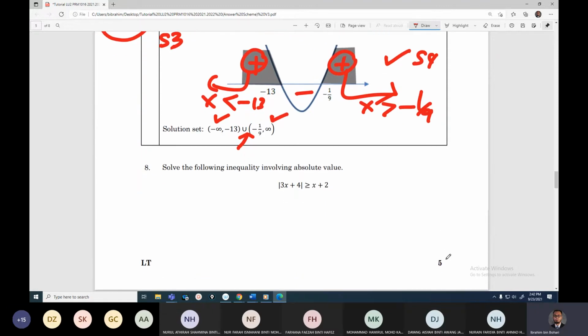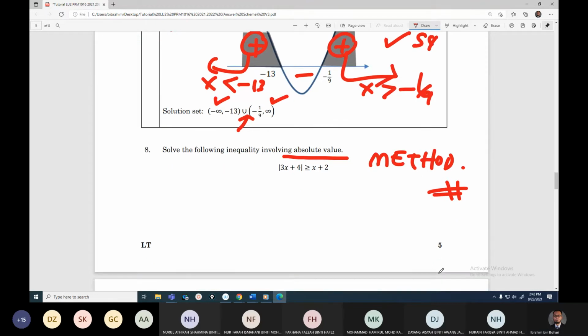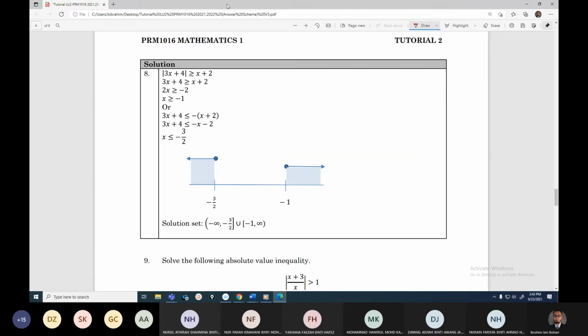Okay, question 8, absolute value function. Question 8 does not specify the method, so for this one you can choose whichever method is easiest for you to use. Okay, but it does not specify. Okay, the question: |3x + 4| is greater than or equal to |x + 2|. Okay, check the method.